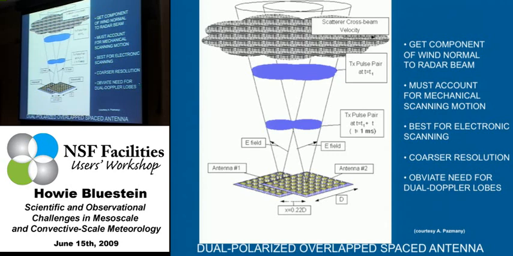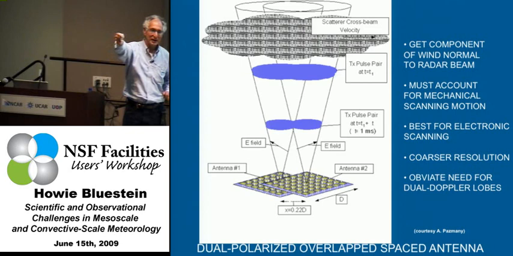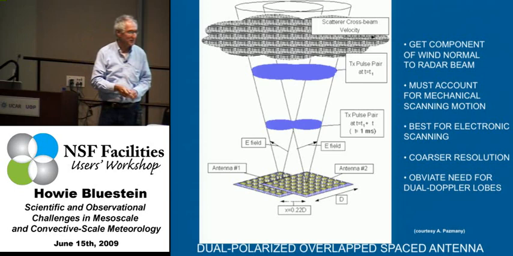If you imagine that you have a mechanically scanning radar going around, if you go out to a reasonable range, the motion of the antenna is going to be much greater than the actual wind motion you're trying to measure. So to try this technique, you really need to use electronic scanning.